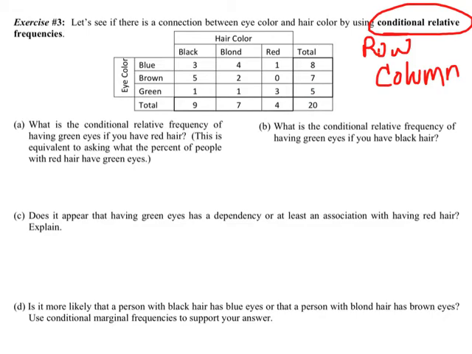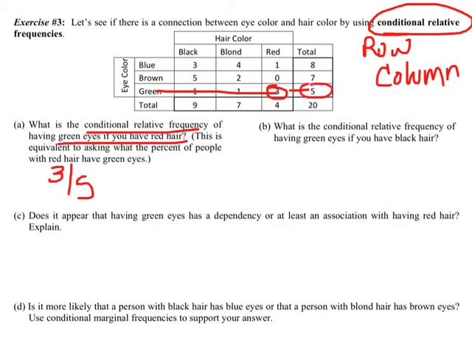It says, what is the conditional relative frequency of having green eyes if you have red hair? What that means is we're going to start at green, we're going to go all the way over to red, and we're going to say it's 3 out of 5. Notice, I started in a row, I got my total from a row total.